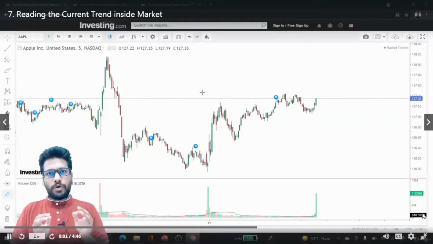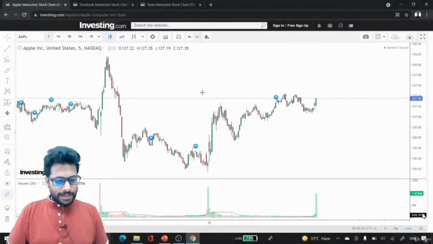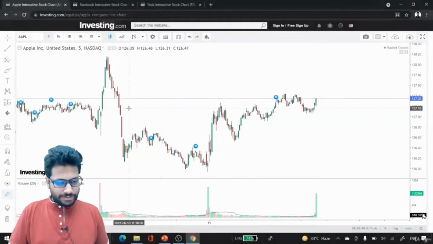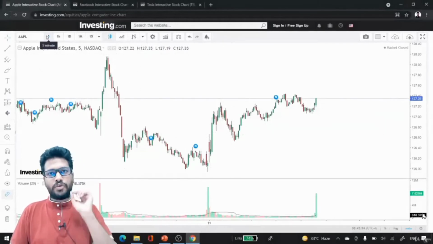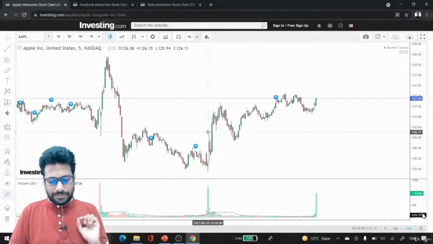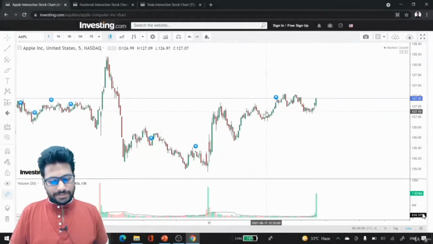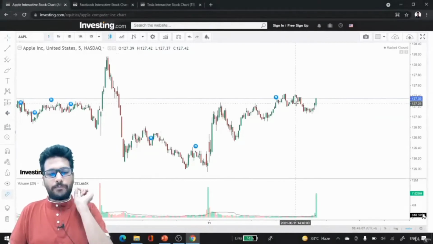So now let's read the trend of the chart. For that I have taken Apple Inc. company. Now if you see a 5-minute chart and you are a scalper, so I have selected a 5-minute chart, then definitely you can see that it has made higher highs, and the chart is going towards upside direction. So it's showing an upward trend.